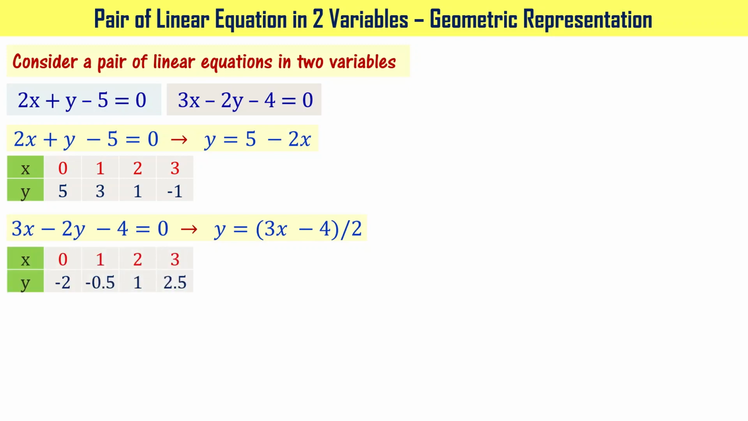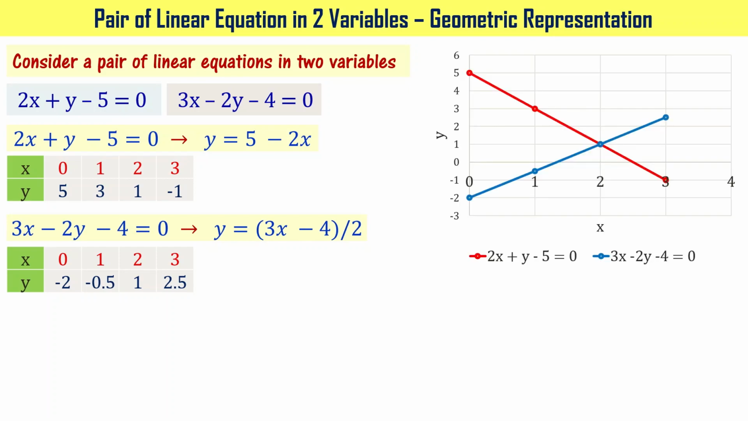When you tabulate data for x equal to 0 to 3, you get y equal to minus 2 for x equal to 0. When x equal to 1, it is minus 0.5. When x equal to 2, y equal to 1. When x equal to 3, y equal to 2.5, right? Let's plot these two tables. When you do that, you get a figure like this.